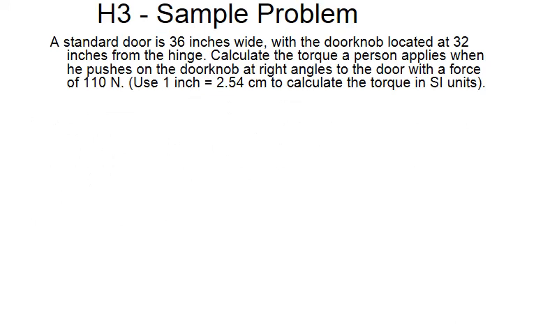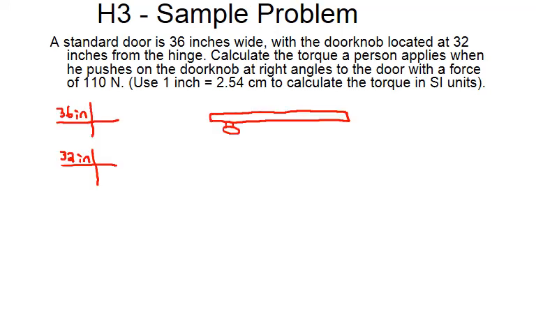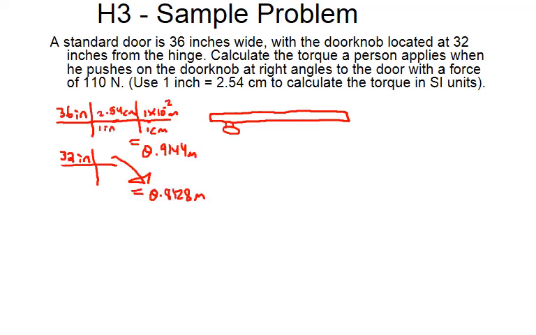All right, so in this one, we have a door that's 36 inches wide. The doorknob is 32 inches from the hinge, and we want to calculate the torque a person applies when he pushes on the doorknob at right angles to the door with a force of 110 newtons. So the first thing we'll need to do is convert our inches into meters. And so inches into centimeters there, centimeters into meters.